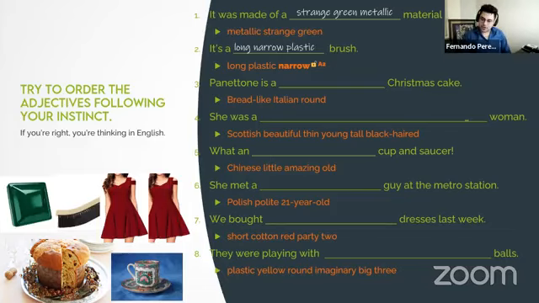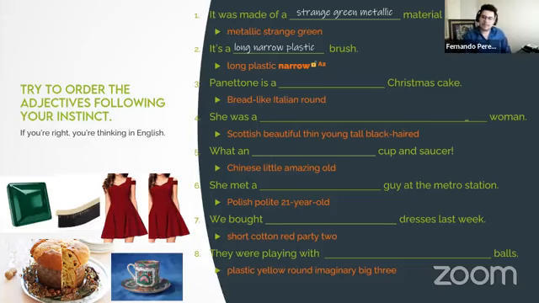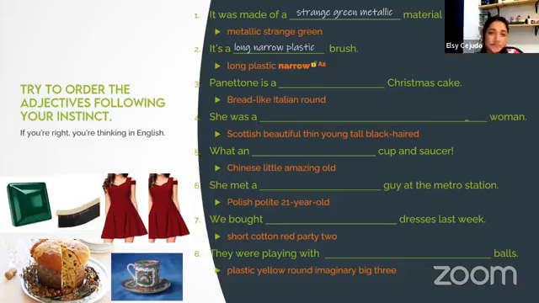Number 3. Go, Elsie. How is the pronunciation of panettone? It's pretty literal: panettone. Panettone is round.